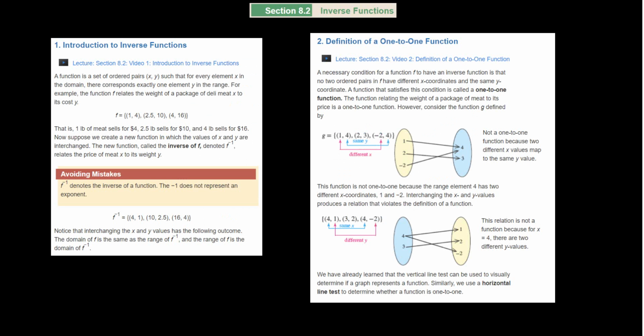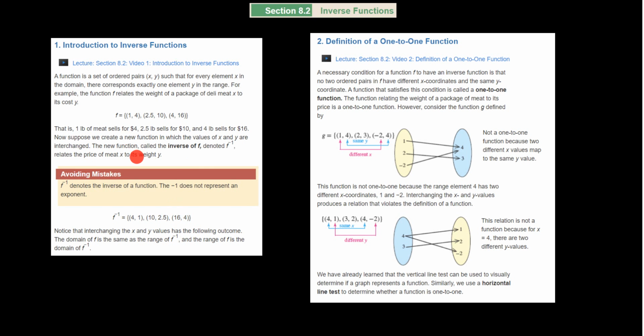No, but anyways, so introduction to inverse functions. So a function is a set of ordered pairs x, y, such that for every element x in the domain, there corresponds exactly one element y in the range. Okay, so we know that that is the definition of a function, right? However, what is an inverse function? Well, it does literally the exact opposite, actually.